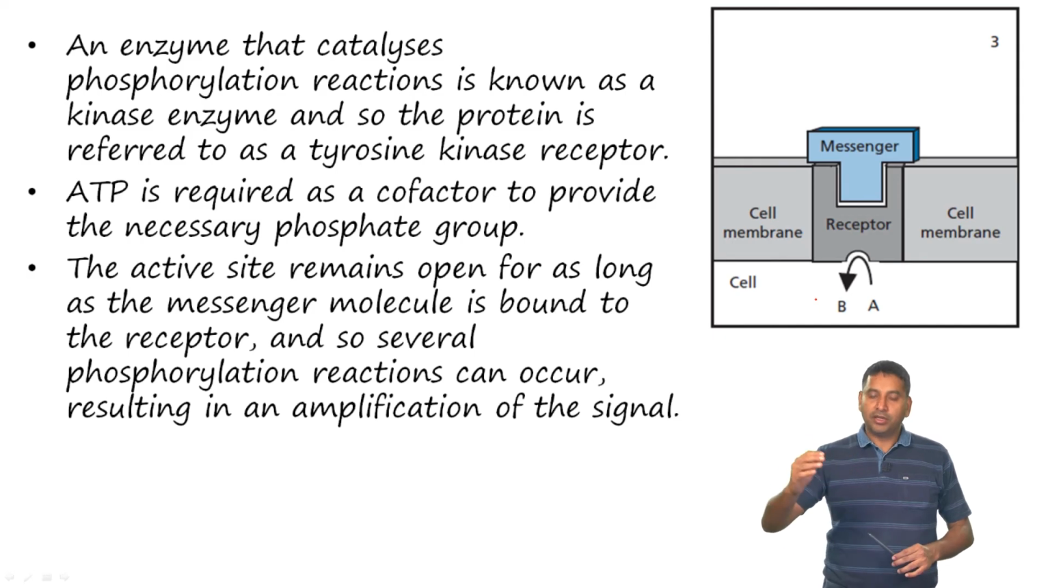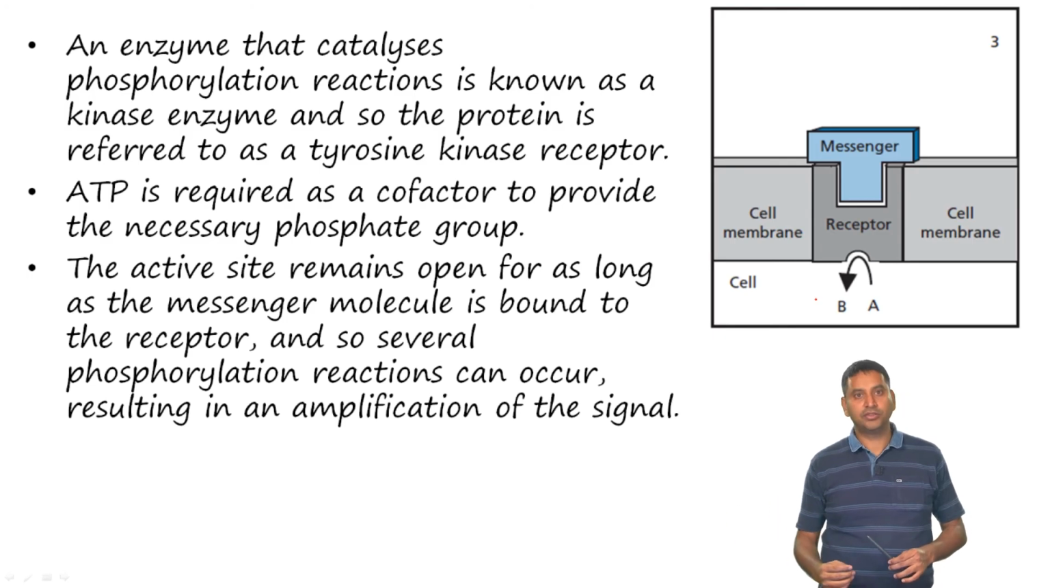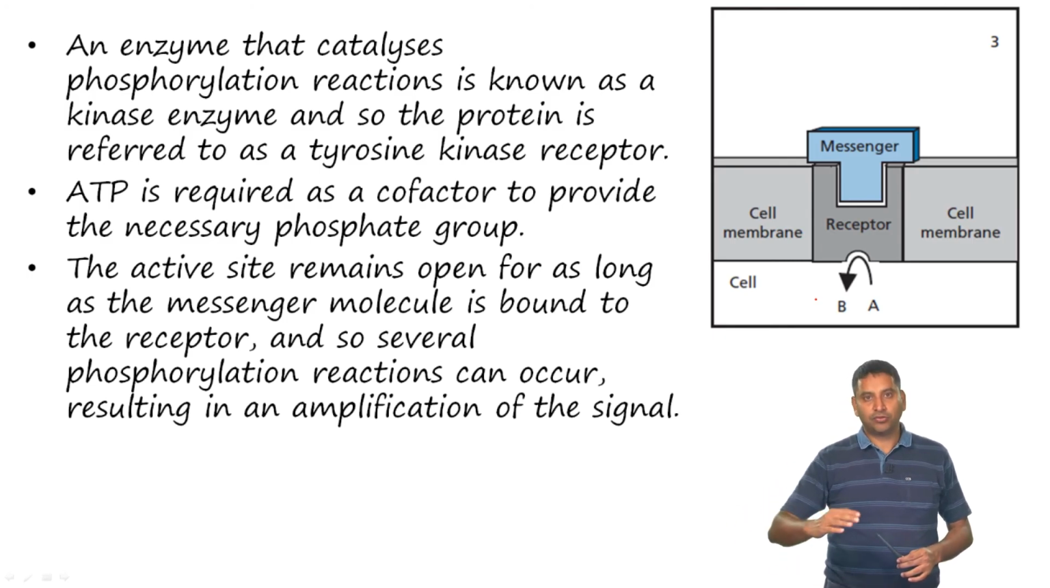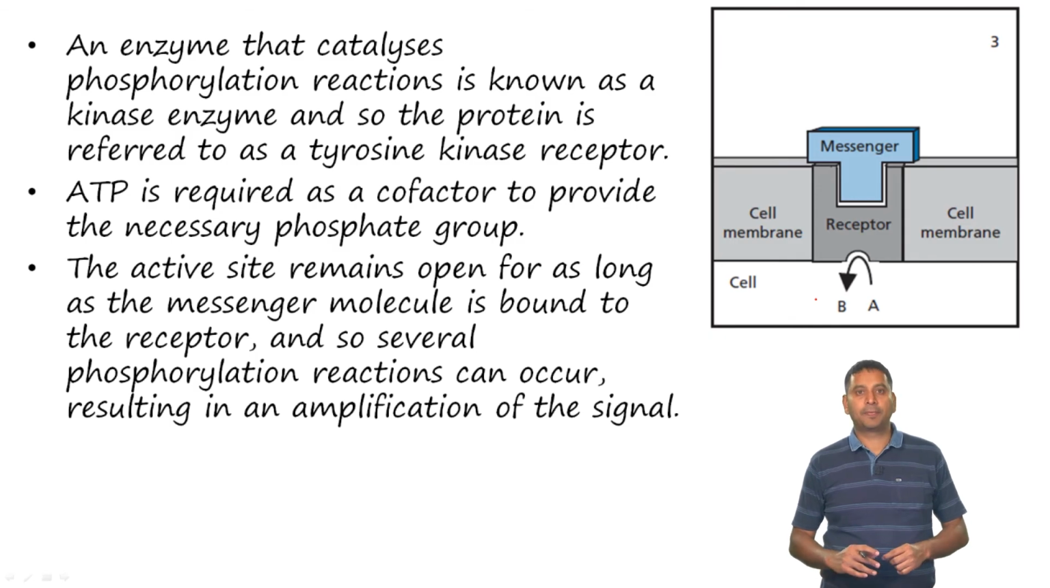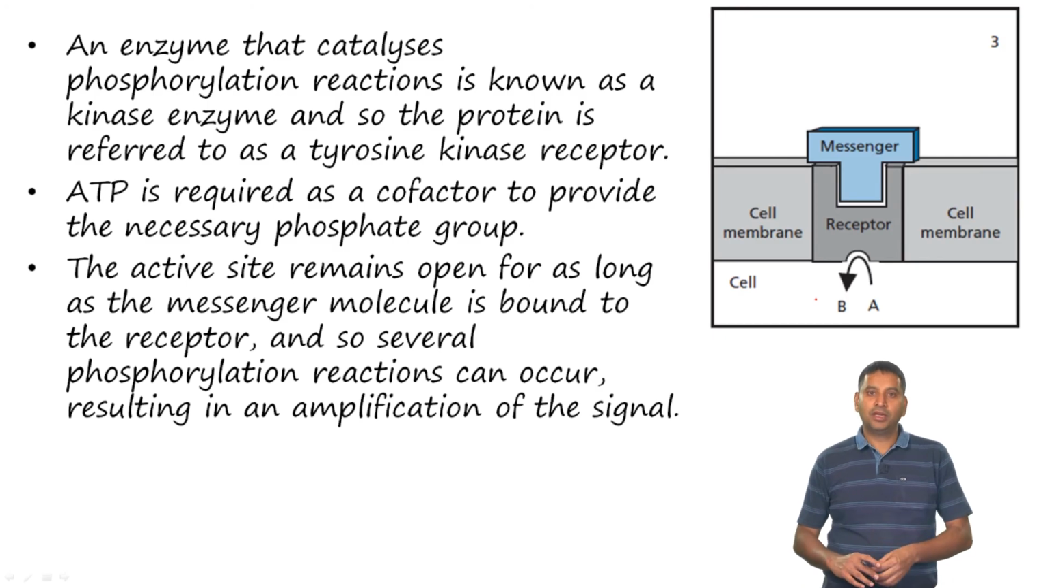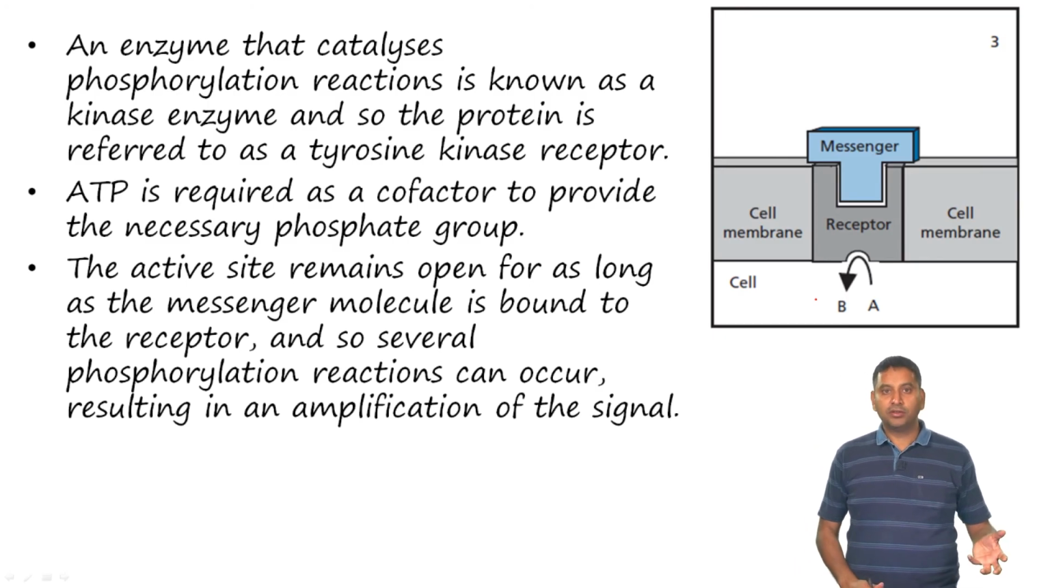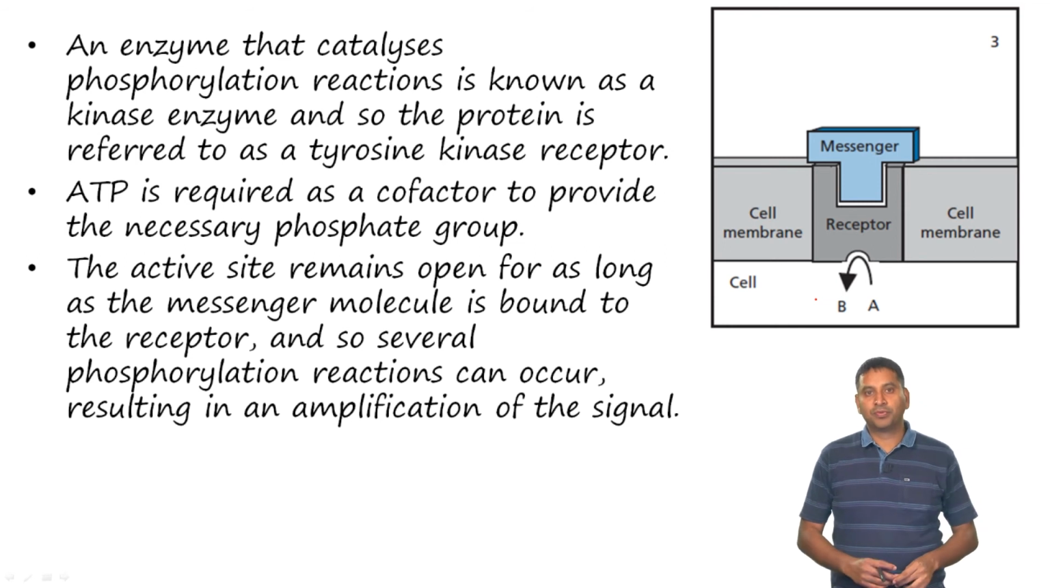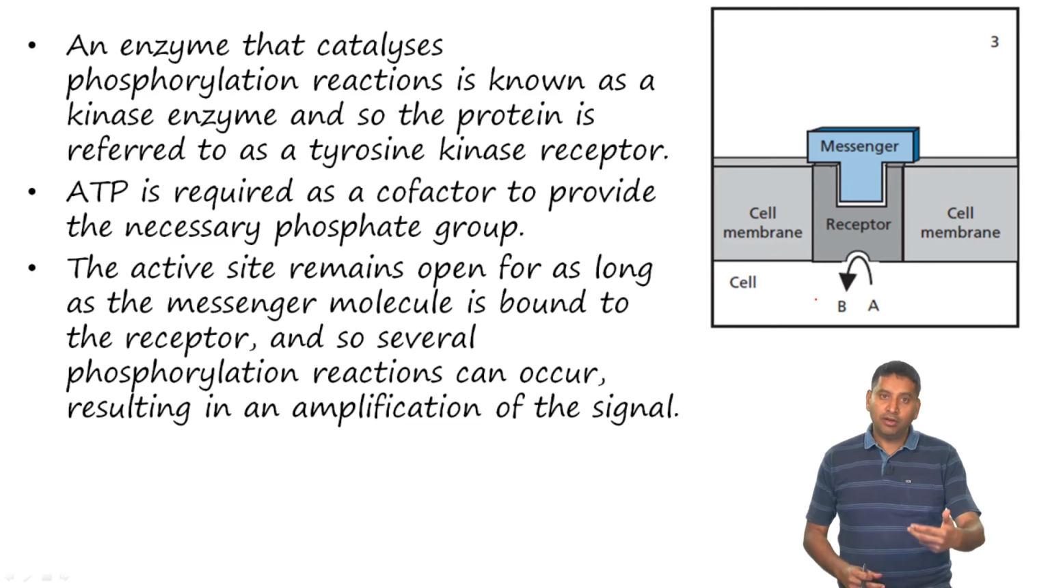We looked earlier at the various classes of enzymes that carry out various functions, and the enzyme that catalyzes the phosphorylation reaction is known as a kinase. So this protein is referred to as a tyrosine kinase receptor. Here, ATP is required as a cofactor to provide the necessary phosphate group, and the active site remains open as long as the messenger molecule is bound to the receptor. Therefore, several phosphorylation reactions can occur, resulting in amplification of the signal.